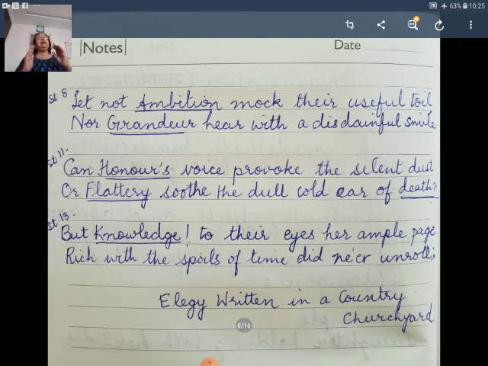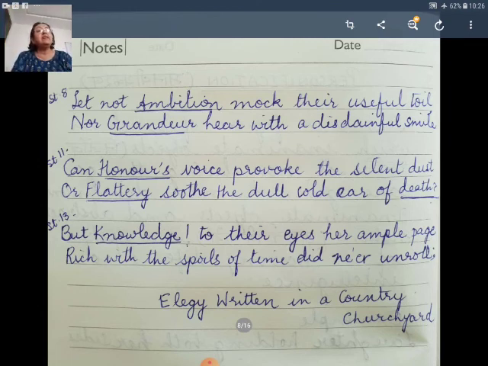Here grandeur is again seen as a person, nor grandeur here with a disdainful smile. Here as if grandeur is smiling with a disdainful smile, means mocking smile, as if making fun of the poor people. So the poet says, let not ambition mock the hard labor of the poor, and let not grandeur smile mockingly at the poor people. So this is the way personification makes these lines very, very effective.